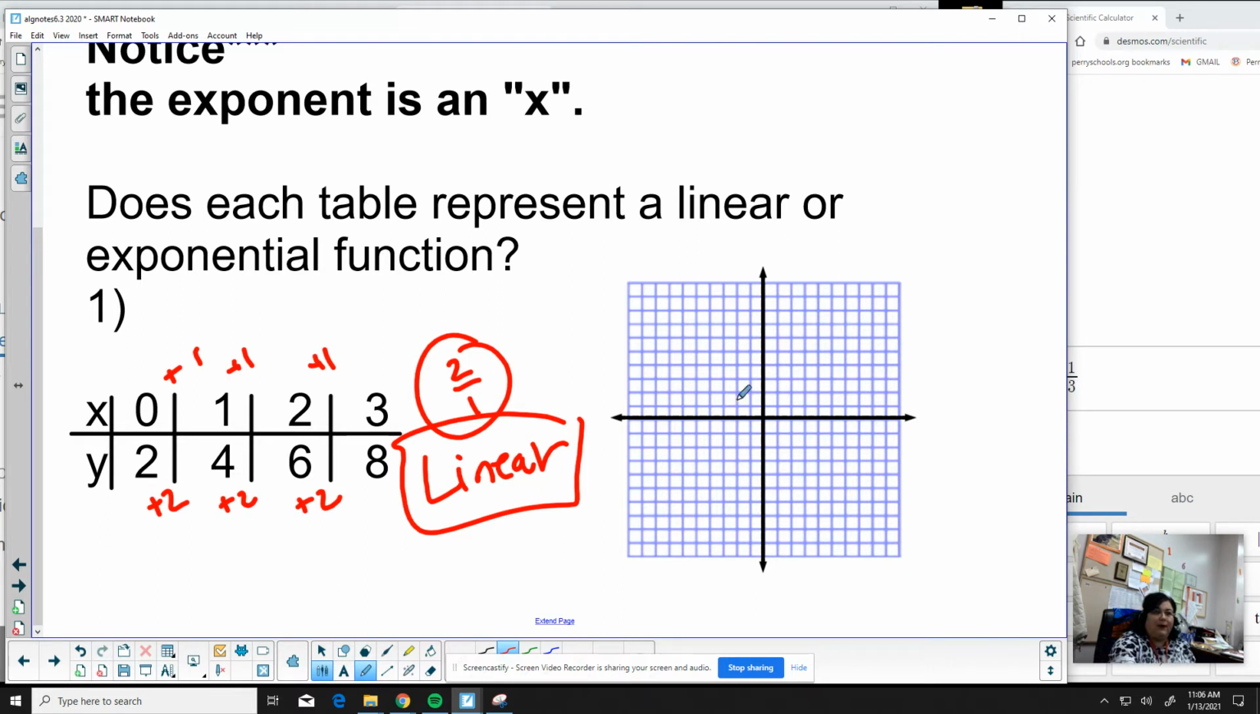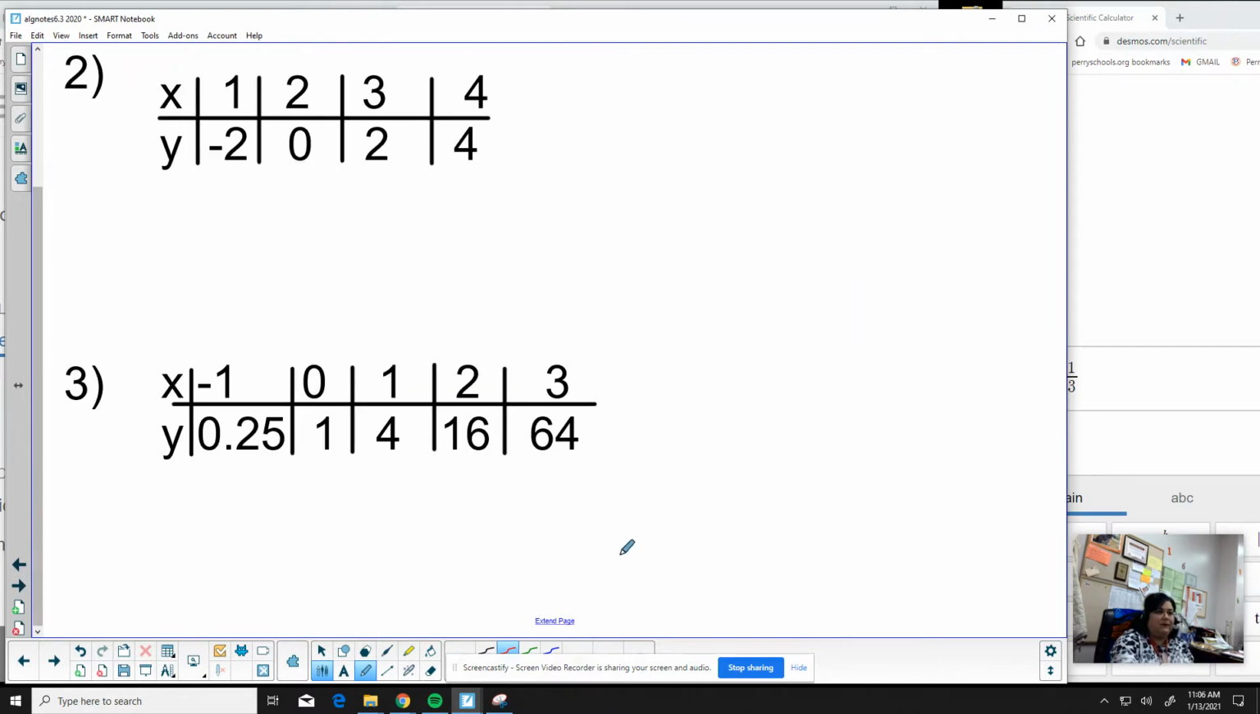If I come across this later in life and I can't remember how to do the table, I would just graph it. So (0, 2), (1, 4), (2, 6), and (3, 8), and it would make a straight line, and then you would know, oh yeah, that's linear. Okay, let's look at number 3. Number 2 is the same as number 1.